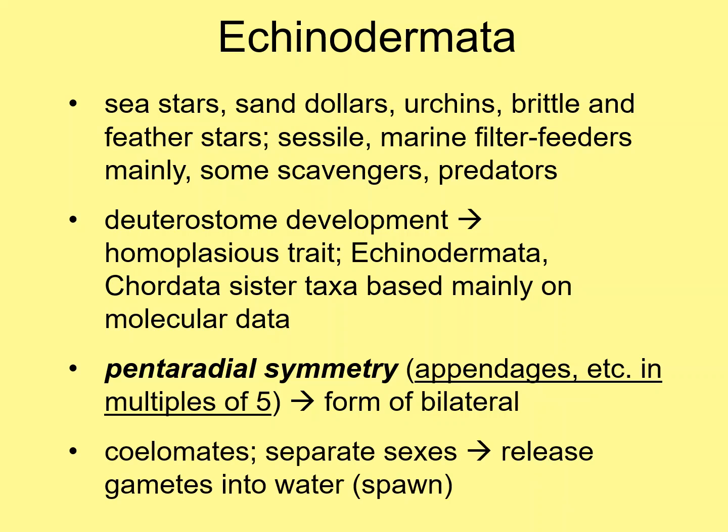You've got pentaradial symmetry. So it's not really a subset of radial symmetry. It's actually a form of bilateral symmetry because you're dealing with appendages and body parts that are in multiples of 5, which is an odd number. And so if you lay them out on any plane, you can only cut it in half one way and end up with a mirror image. So that's something that is unique about echinoderms. Nobody else has that particular form of symmetry.